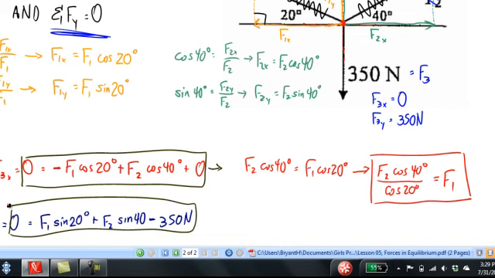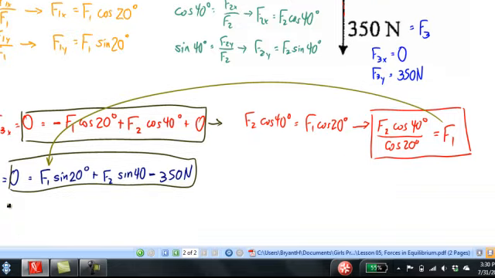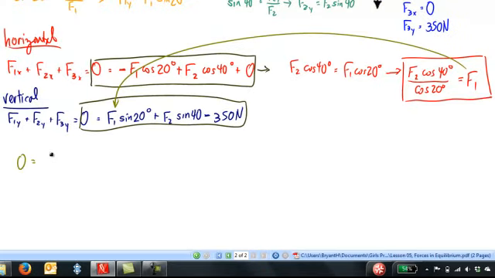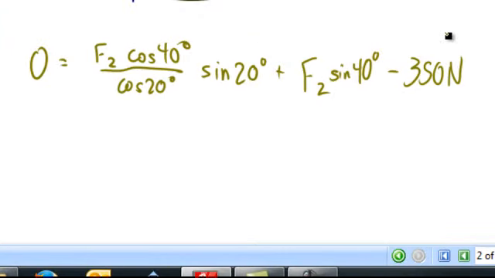Now I propose to take this expression for F1 and substitute it into the second equation. So now let's plug that expression for F1 into the vertical equation. It looks like this. 0 equals F1, but we said from the first equation that F1 is equal to F2 cosine of 40 degrees divided by the cosine of 20 degrees. All of that times the sine of 20 degrees plus F2 sine of 40 degrees minus 350 newtons. And now I've got it. I see that I've got an expression that has only F2 in it as the variable. Everything else is numbers. This is not a pretty expression, but you can solve it.